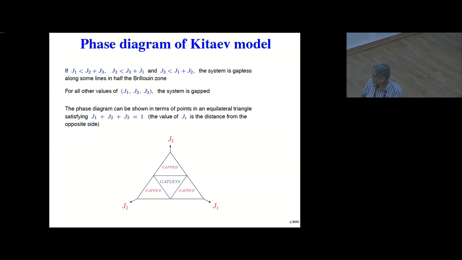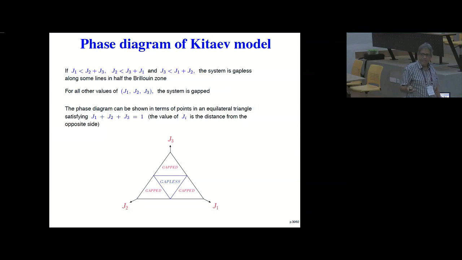You draw an equilateral triangle with a particular length, I've forgotten what it is, 2 root 3 or root 3, such that if you take any point inside the triangle, the distances of that point from the three sides add up to 1. Okay? So if you have three numbers, J1, J2, J3 adding up to 1, you can show them as a point inside an equilateral triangle, with the convention that the distance from this side is J3, the distance from that side is J1, and the distance from this side is J2. So you can show this phase diagram in terms of points in an equilateral triangle. You've reduced a three-dimensional parameter space to a two-dimensional parameter space.